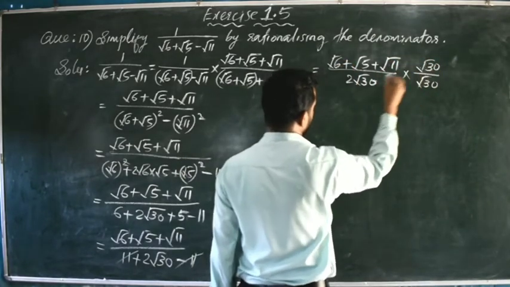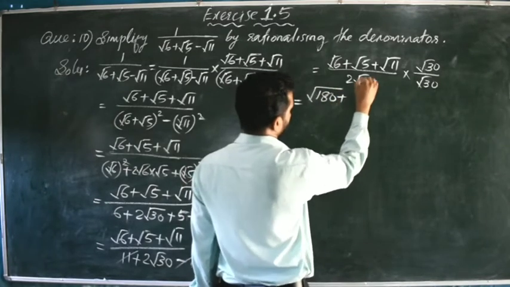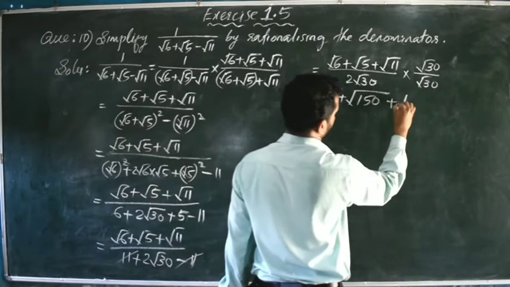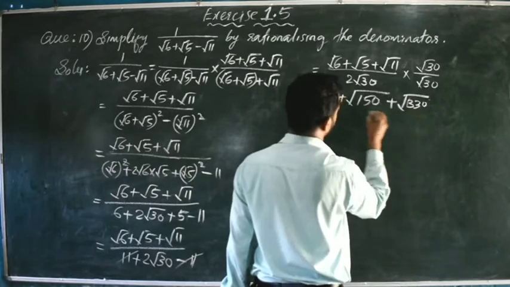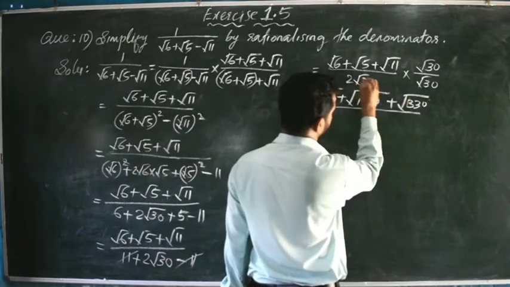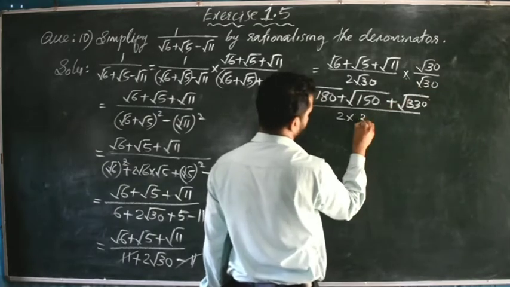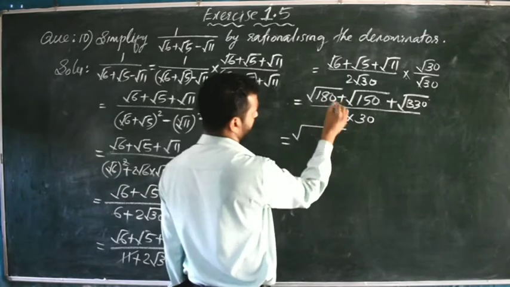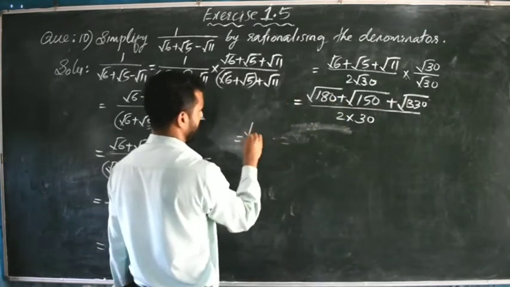Root 6 into root 30, that is square root of 6 3s are 18, 180, plus square root of 5 3s are 15, that is 150, plus square root of 11 3s are 33, that is 330 it will come, divided by 2 root 30 into root 30, that is 2 into root 30 into root 30, it will become 30. That is equal to square root of 180. We have to factorize it.